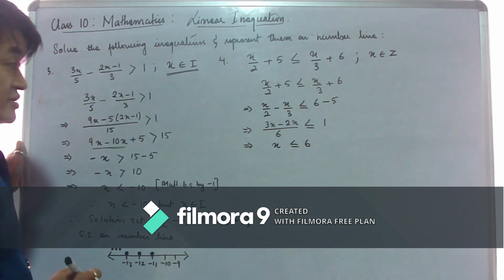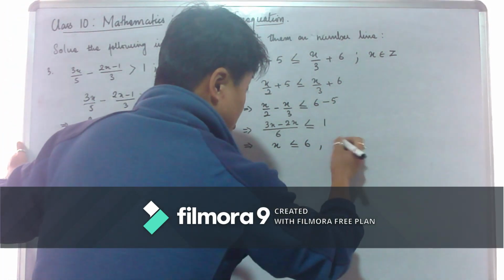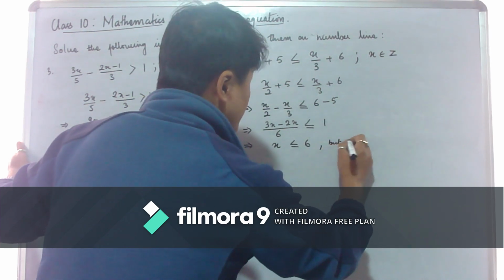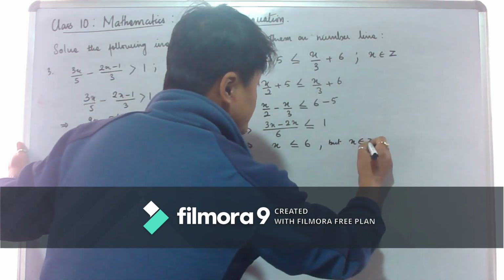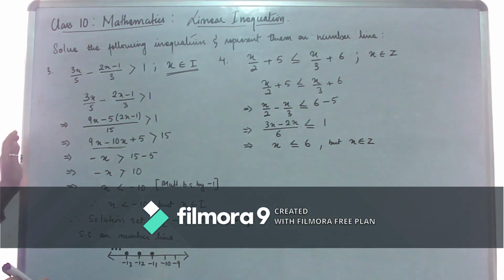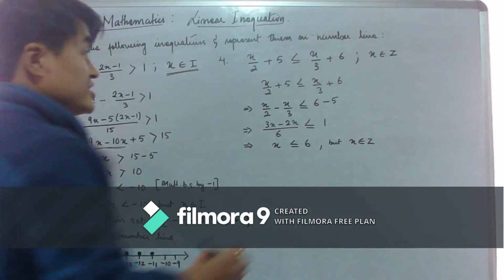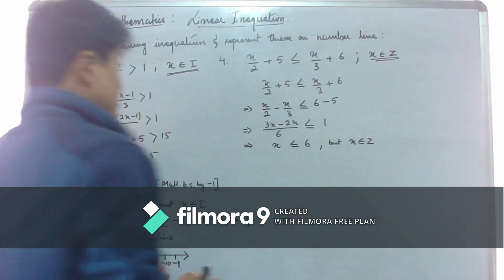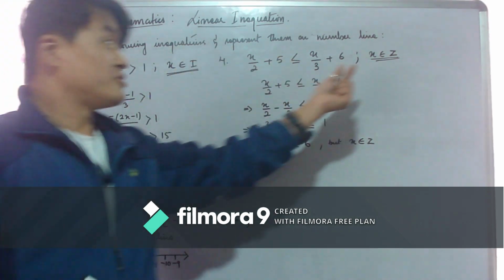Clear? We got the solution set here, where we can write x belongs to Z. Z is also the integers here, I is integers, Z is also integers. Sometimes it will be given as I, sometimes it will be given as Z.